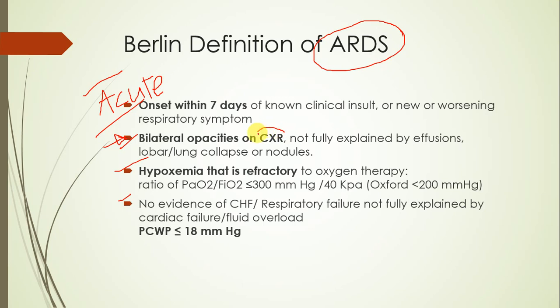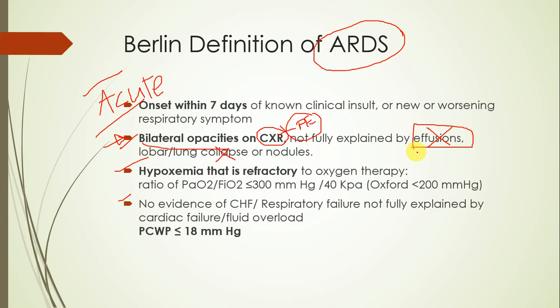So the chest X-ray would show bilateral opacities or simply pulmonary edema. But remember, the patient shouldn't have any effusion, no lung collapse, and no nodule. Effusion is very important because patients with heart failure often develop a transudative pleural effusion, which may be bilateral.